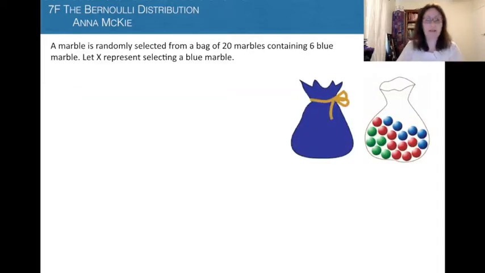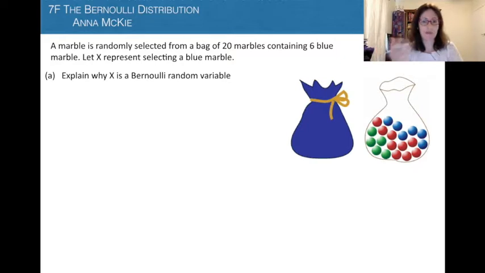A marble is randomly selected from a bag of 20 marbles containing 6 blue. It doesn't matter what colours the rest of them are because they're classed as the failures. What's the chance of a success, where success is blue? When you get asked to explain why X is a Bernoulli random variable, it's not enough to just explain it in words, saying blue is a success and everything else is a failure. There's a mathematical way of explaining it as well, so that's what I'm going to show you here.